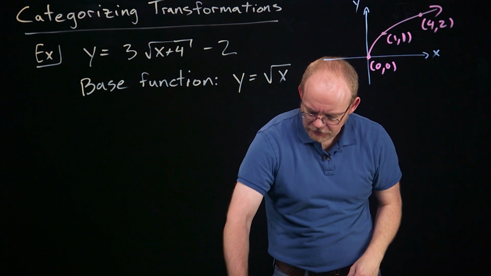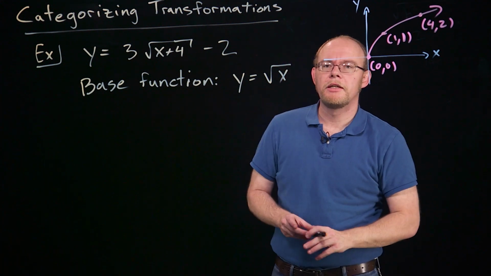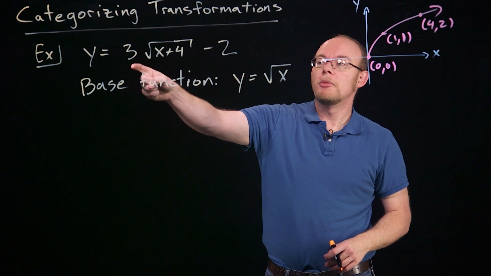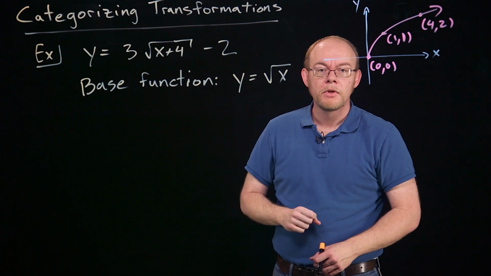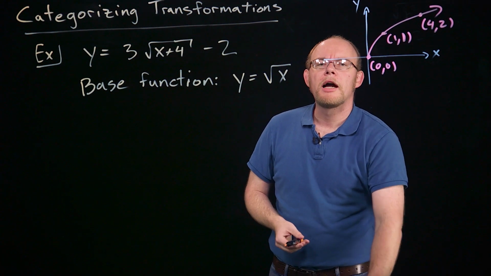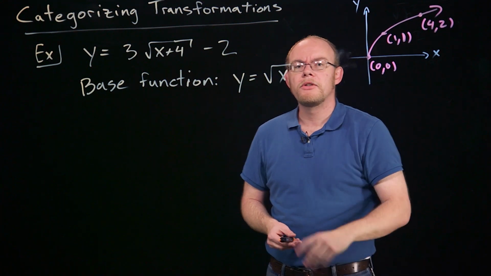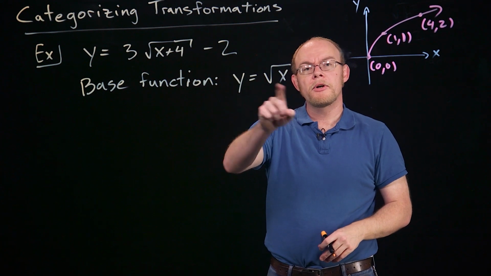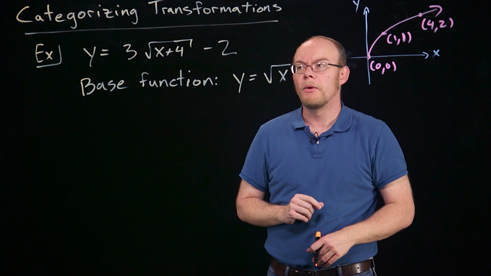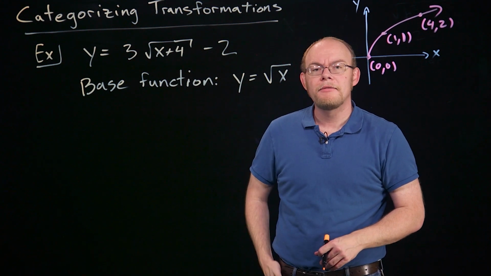Now, if we look at this function right here, we'll notice that we add 4, we multiply by 3, and we subtract 2. The first thing we want to do is identify the horizontal operations. Those are the operations associated to the x before I evaluate my function, in this case, the square root. And if I look at this, I add 4.